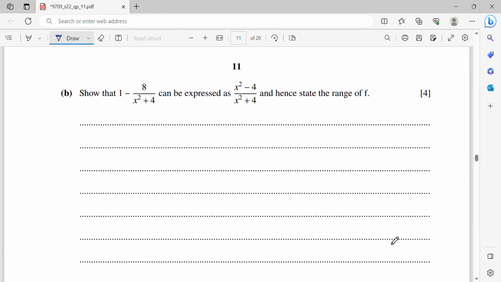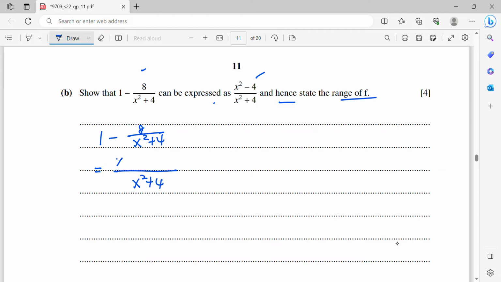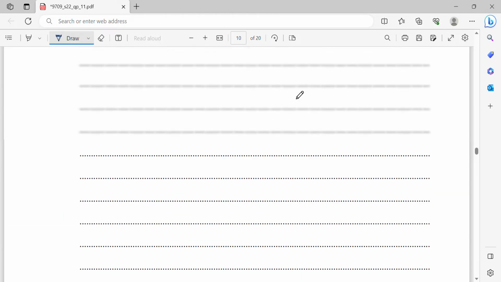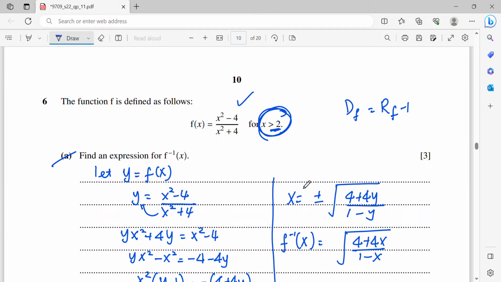Now, show that 1 minus 8 over x squared plus 4 can be expressed as this form, and hence state the range of f. To show the form, very simple, just get the same denominator. So when we get the same denominator, the 1 becomes x squared plus 4, then minus 8. At last, I'm getting x squared minus 4 over x squared plus 4. This is the same as f(x), exactly the same.